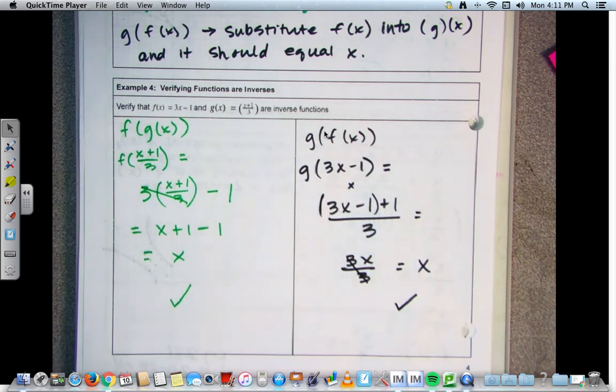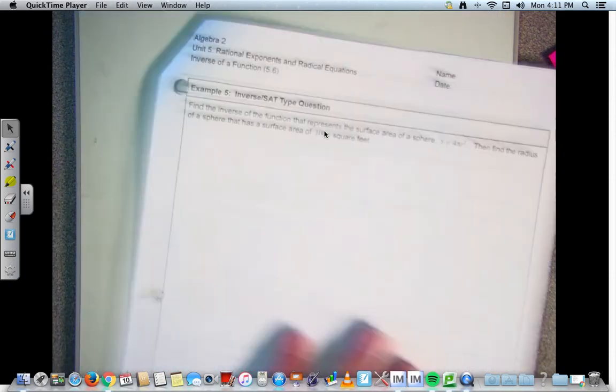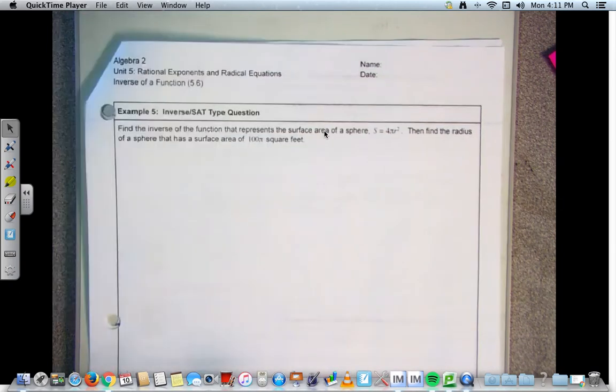So we have just verified that these are in fact inverses of each other. Last example, example 5. This is an inverse SAT type of question. Find the inverse of the function that represents the surface area of a sphere, S equals 4 pi r squared. Then find the radius of a sphere that has a surface area of 100 pi square feet.